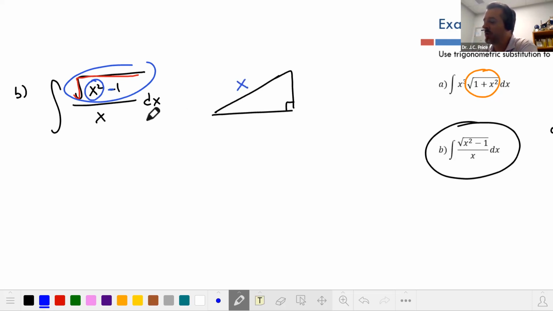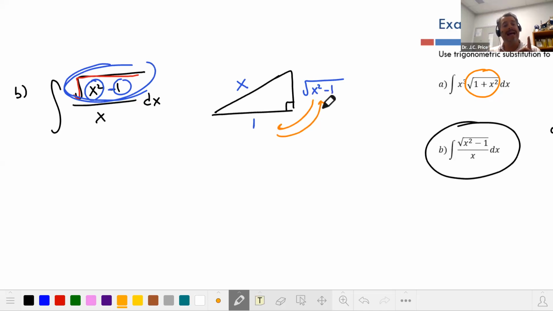And then I can choose where I want to put the square root and where I want to put the 1. So I always put the constant down here, and then I'll put this square root of x squared minus 1 over here. And again, you can flip-flop these. What's going to happen if you flip-flop them is that instead of working with secants and tans, you're going to wind up having to work with cosecants and cotans. And I don't like to do that. So I just put the constant on the horizontal part right there. And then, of course, here's my angle theta.